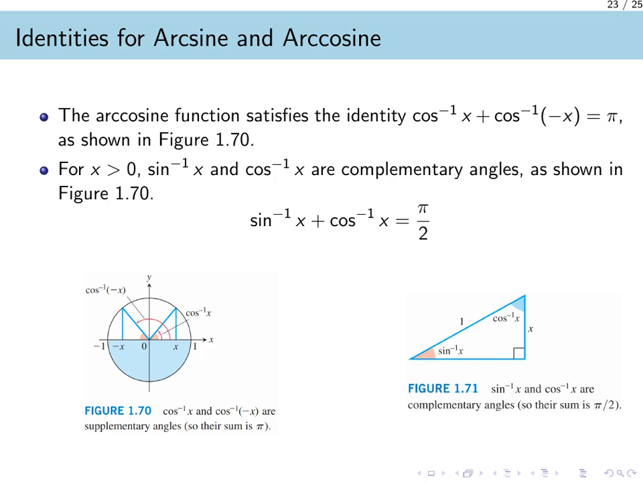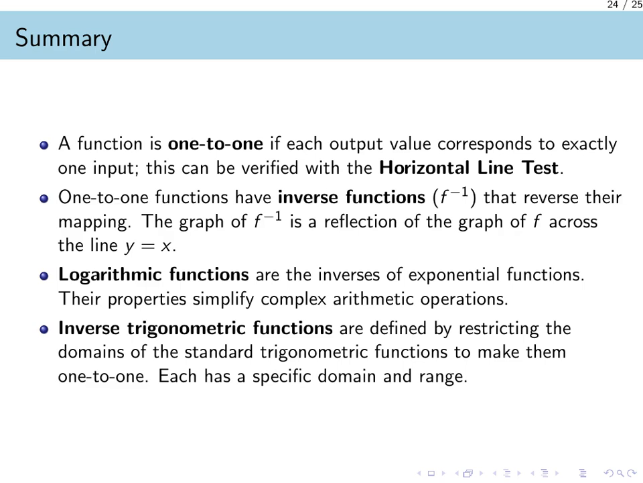The second identity connects arccosine and arcsine directly. For any valid input x, the arcsine of x and the arccosine of x are complementary angles, meaning their sum is always pi/2 radians. You can picture this relationship as the 2 non-right angles inside a right triangle, which must add up to 90 degrees. The essential takeaway is that the sum of the arcsine of x and the arccosine of x is always the constant value pi/2.